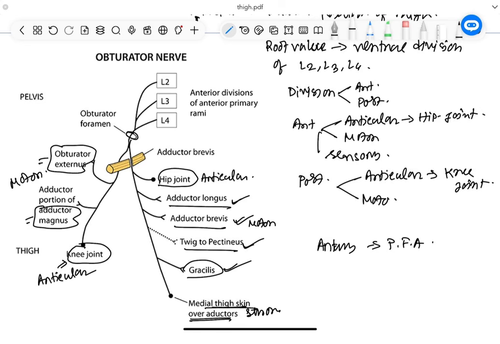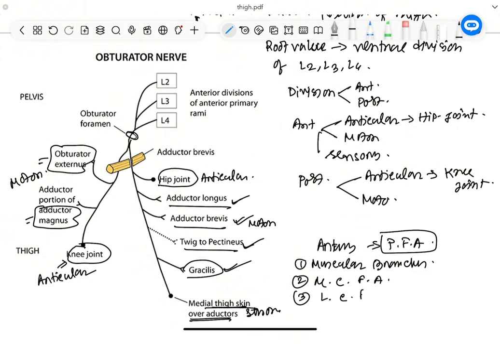Next question will come: what are the branches of the profunda femoris artery? Keep in mind it supplies the muscles, so there will be muscular branches. Then circumflex branches: medial circumflex femoral artery, I am writing in shortcut, then lateral circumflex femoral artery, and four perforating branches which travel through the adductor magnus to go to the posterior aspect of the thigh to give supply.